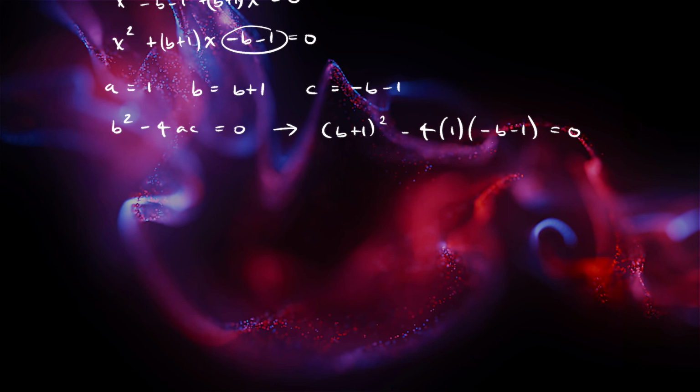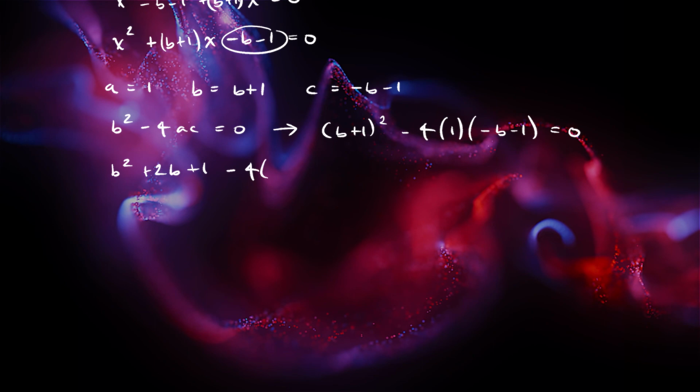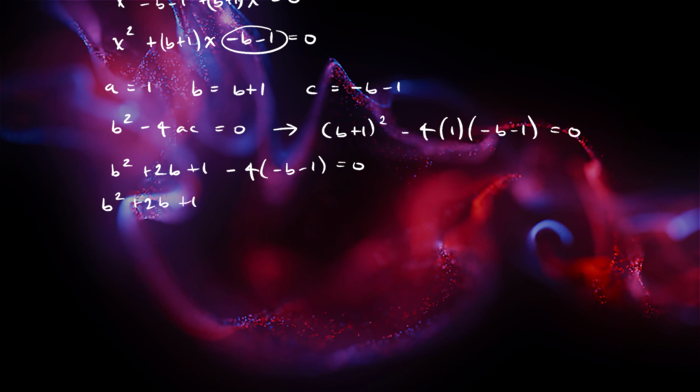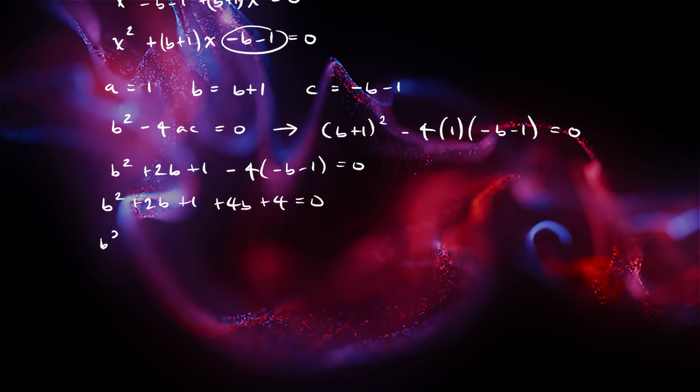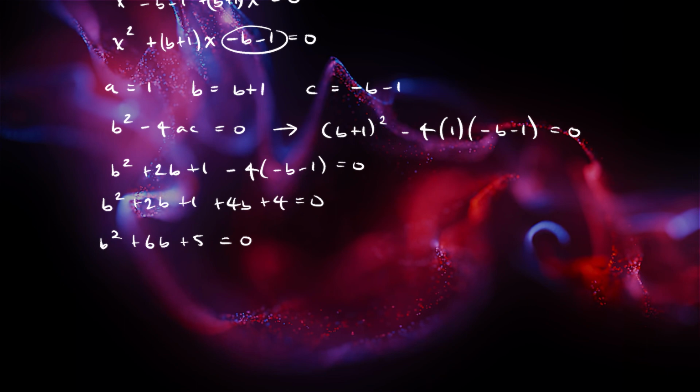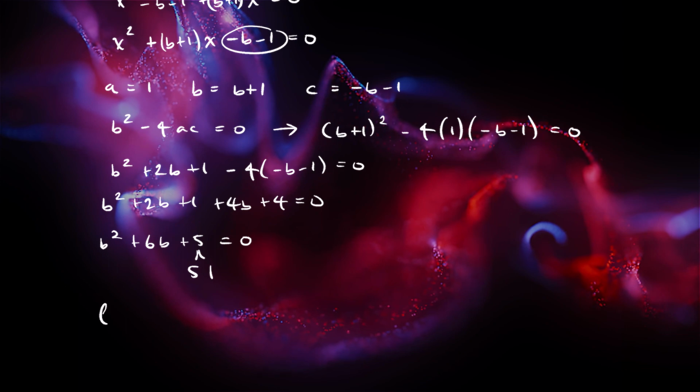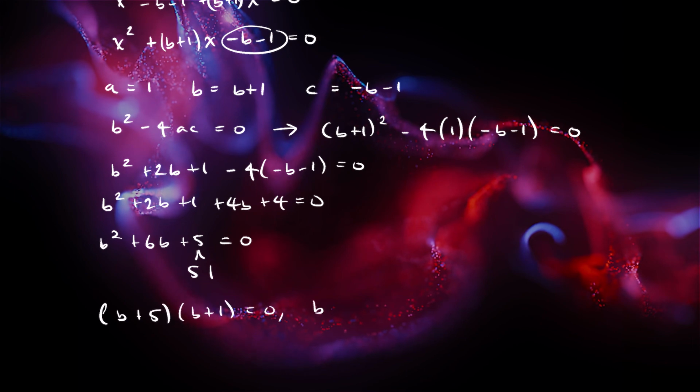So let's simplify this. b squared plus 2b plus 1 minus 4 multiplied by negative b minus 1 is equal to 0. So b squared plus 2b plus 1 plus 4b plus 4 is equal to 0. Now b squared plus 6b plus 5 is equal to 0. So now we've got a quadratic here. If we look at the roots 5 and 1, so 5 times 1 is 5 and 5 plus 1 is 6. So we can factorize this quadratic to be b plus 5, b plus 1 is equal to 0. So the solutions of b are negative 5 and negative 1.